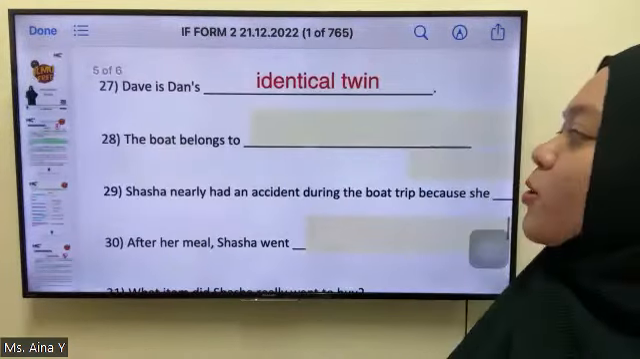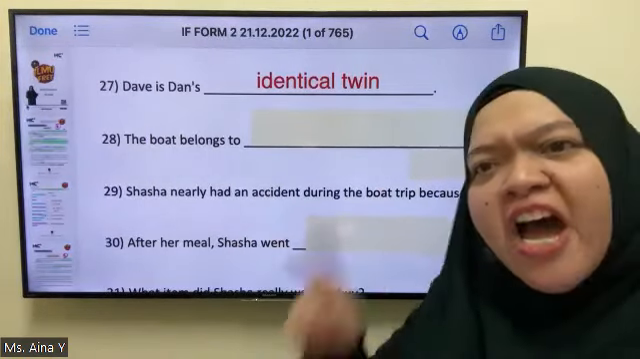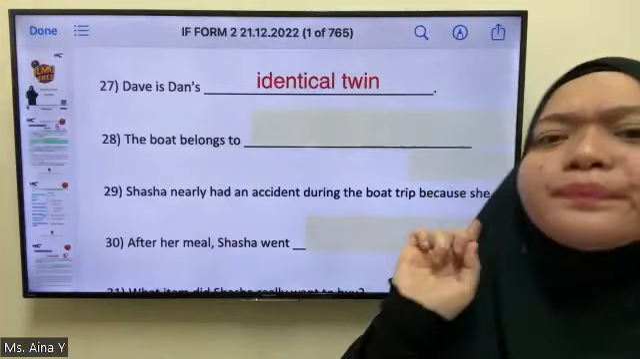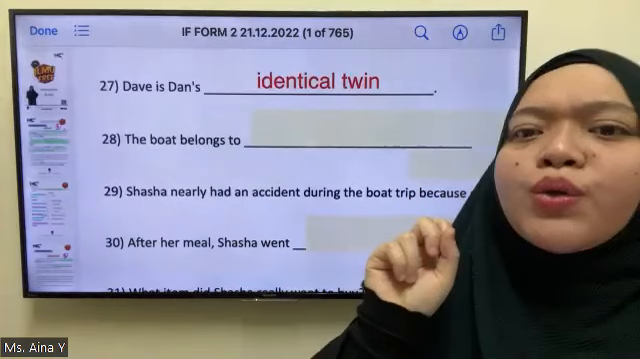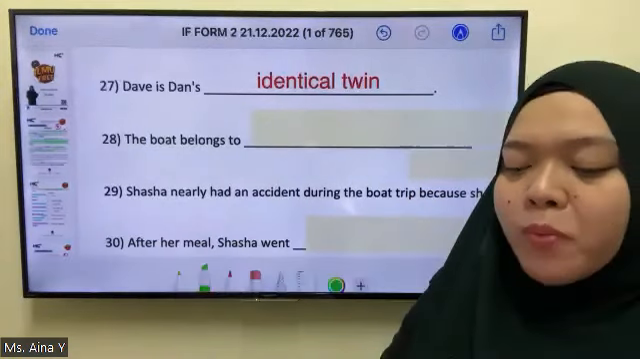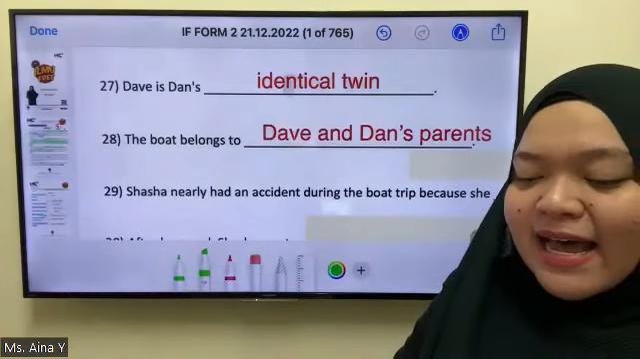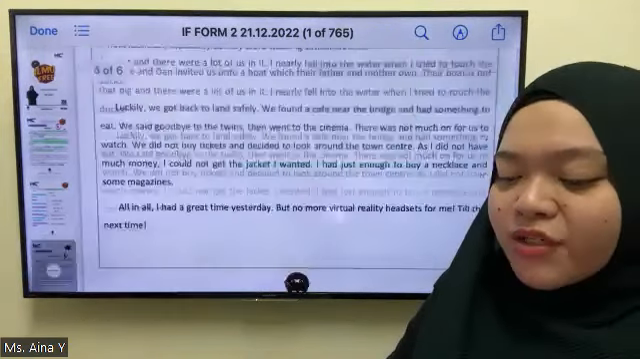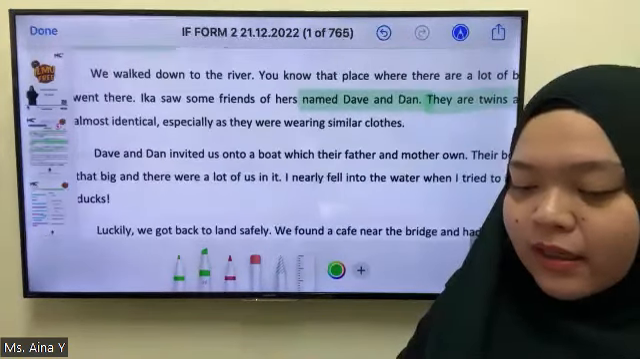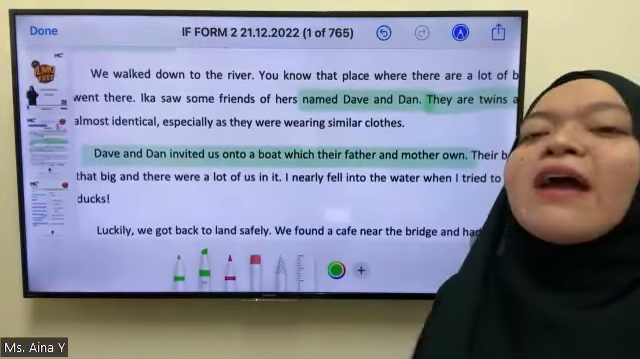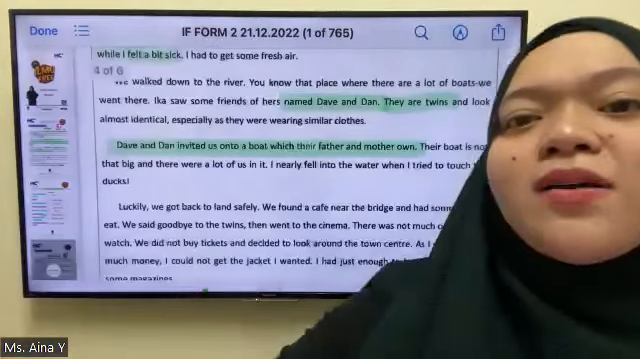28. The boat belongs to whom? Siapa punya? Exactly. The boat belongs to Dave and Dan's parents. Pandai. Senanglah. Okay, where's your clue? It's right here. In the next paragraph. It's the very first sentence. All right. Done. Let's go to the next one.